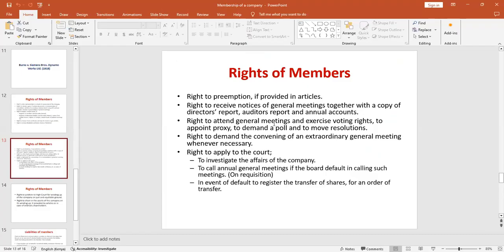Right to receive notices of meetings, that one I've talked about. Attend those meetings and vote. Okay. Whether you're going to vote through a proxy, vote through a poll, move resolutions. You have a right to also call for a meeting where necessary. And of course, you can also go to court as a member to have the affairs of the company investigated, or call for a meeting in which you want to get rid of something to do with the board. Okay, so you can also order transfer of shares. So these are rights that you have as a member. Okay.